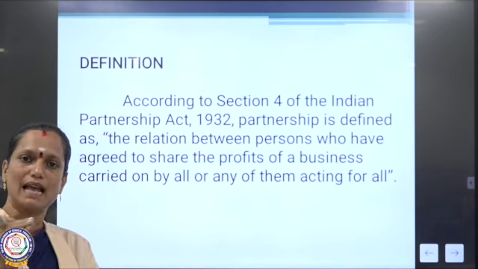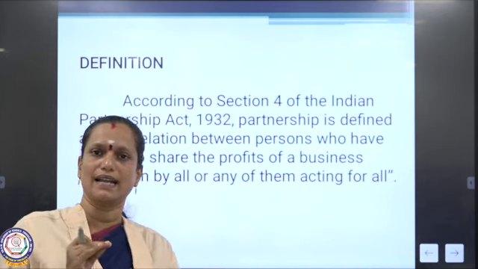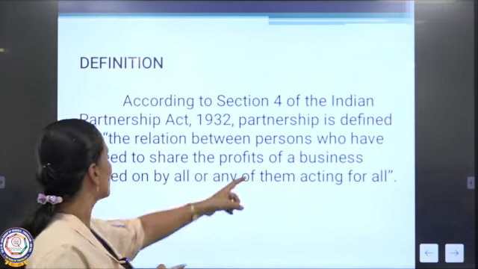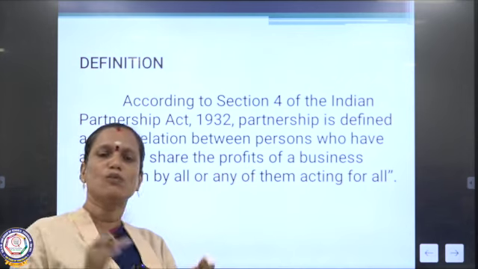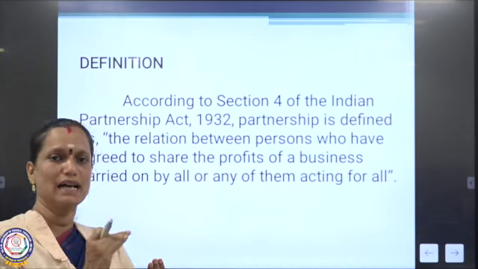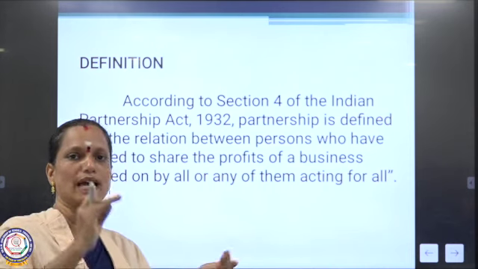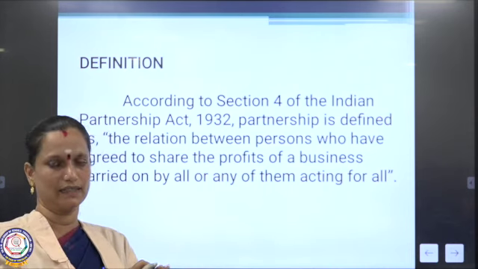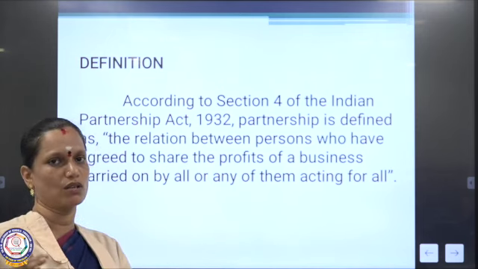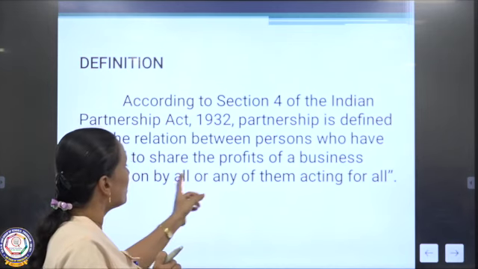So each and everybody is having one capacity, so they start and run the business. It is a relationship among those persons, who have agreed to share the profits. They fix an agreement, and then they start the business. According to their capital, they are going to share the profit. If they put an agreement, automatically they will be sharing their profit or loss according to that. So, share the profits of the business carried on by all.